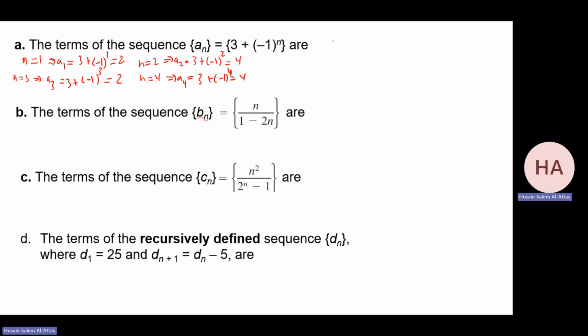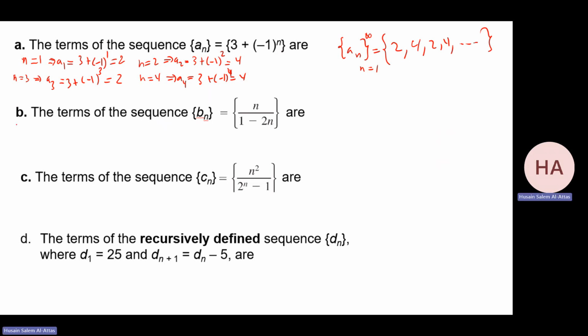So very clear, this sequence will be 2, 4, assuming I'm starting from 1, because if we start with 0, it will start with 4. Okay. 2, 4, 2, 4, and so on. So this will be the sequence.